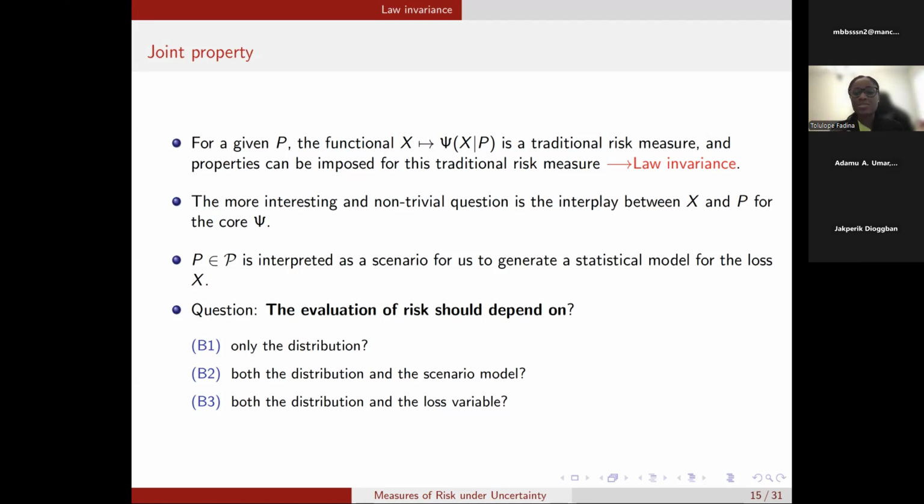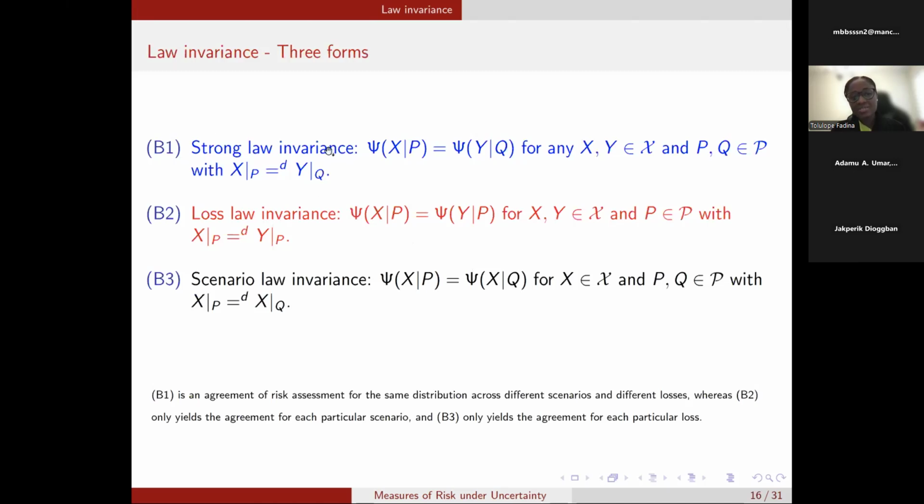In this particular framework, we end up with different forms of law invariance, because we are considering a set of probability measures, and that induces the question of how to evaluate risk. If I want to compute the risk associated with a portfolio, should I only consider the distribution, or should I look at the distribution and the scenario model, or should I just look at the distribution and the loss variable? That informs the three types of law invariance that we have.